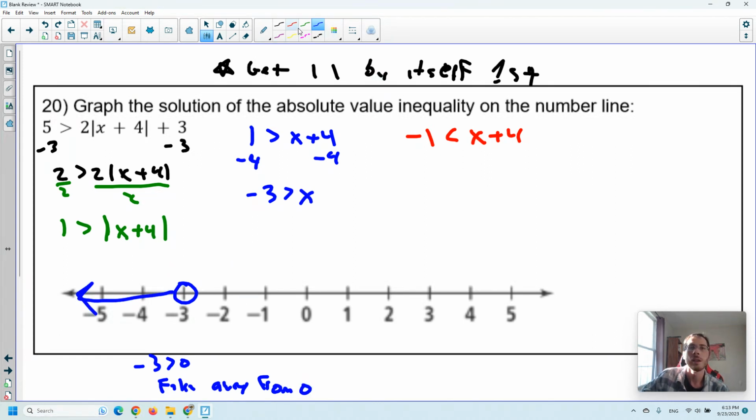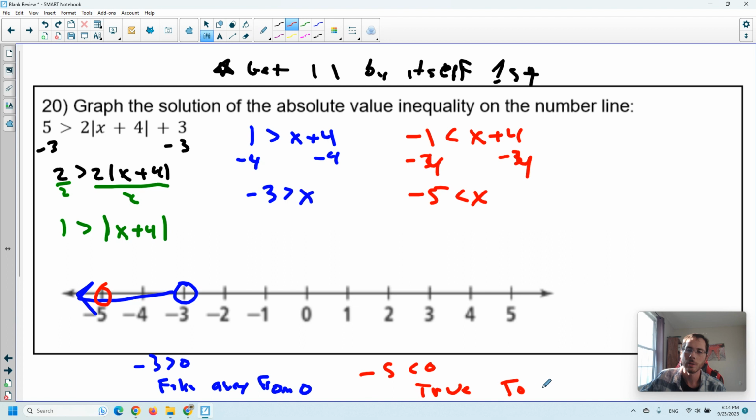That's that way. All right, the red one we got -3 again. That's -4, sorry. So -5 is less than x. So I get -5 is less than x. So is -5 less than 0? Well, that's true. So I have to go from -5, and I'm going to go towards 0. Since that's true, I go towards 0.